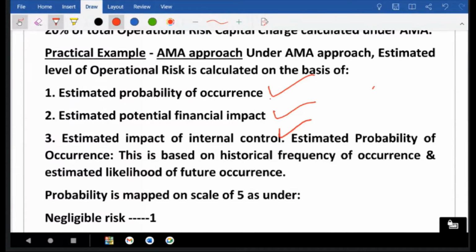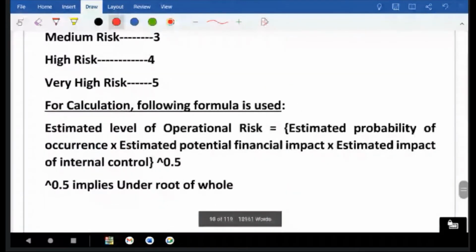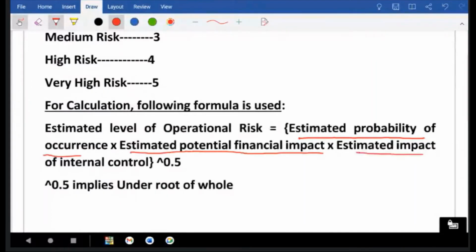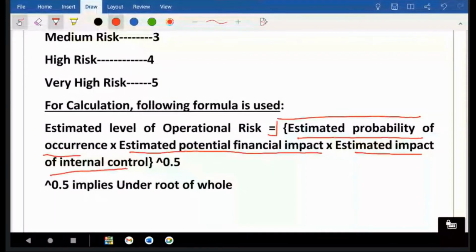That means estimated probability of occurrence, estimated potential financial impact, and estimated impact of internal control. Power 0.5 means you take square root. You take the square root of everything, the big square root. You multiply all these three, and after that you take the square root, and you will get the value.